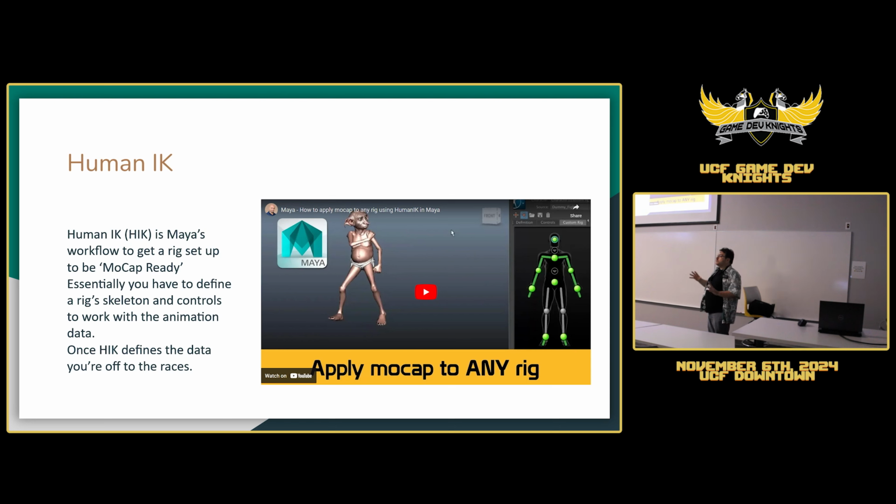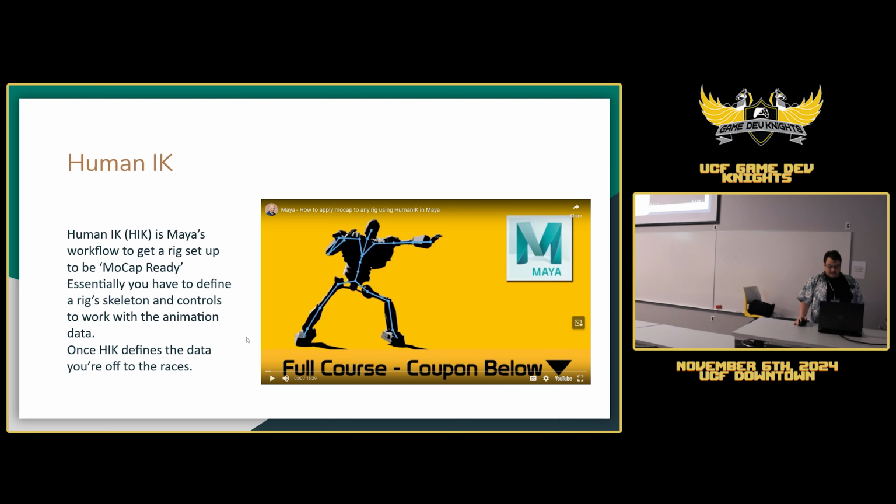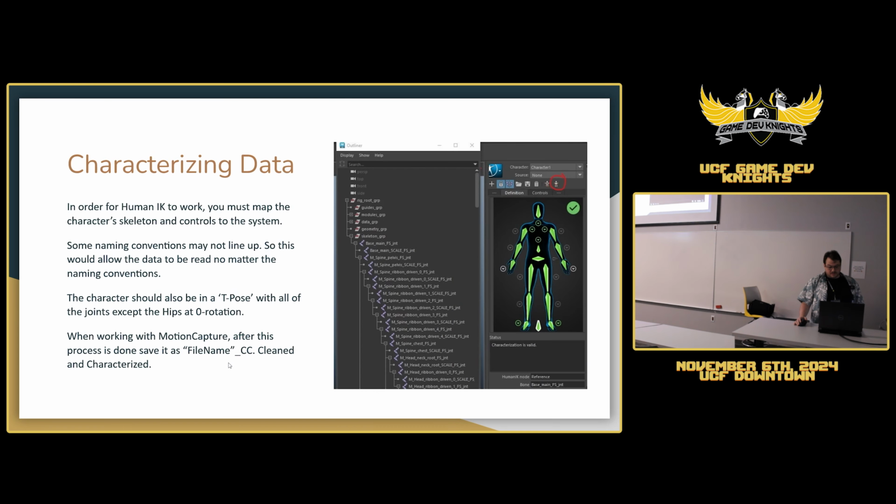So if you have any questions like, how do you do that? What's human IK? How do I make it ready? What's happening? There's this video, Maya, how to apply mocap to any rig using human IK in Maya. And there's Dobby from Harry Potter. I will send you this video because this video has like 80% of the answers you're going to need. So that's just for that. I'm not going to play all of the video. Yeah, we'll just go to this other slide. Yeah, here we are.